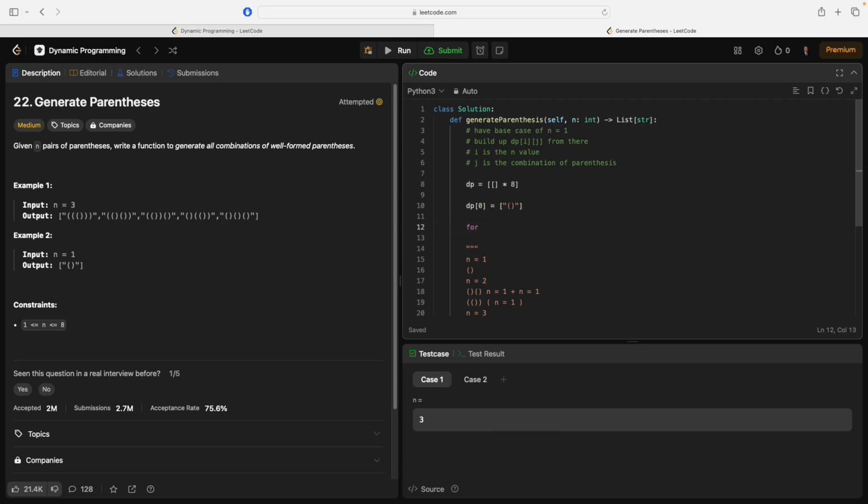And we don't need to go anything beyond n. So we're going to say for i in range, because i is the n value, in range n plus 1, because we're going to include that. It's inclusive, because range is exclusive for the upper bound.